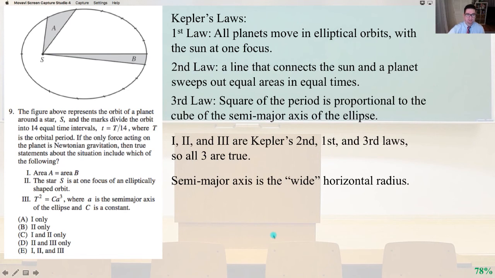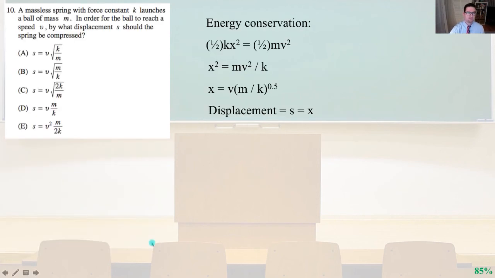What's the semi-major axis? The semi-major axis is the wide horizontal radius. So you can think of it as the elongated version of what you would call the radius in a classical circle. So you can see how it's elongated. Those are simply Kepler's 3 laws, and it's going to be answer E, which is all 3 of those are correct, and those are Kepler's laws.